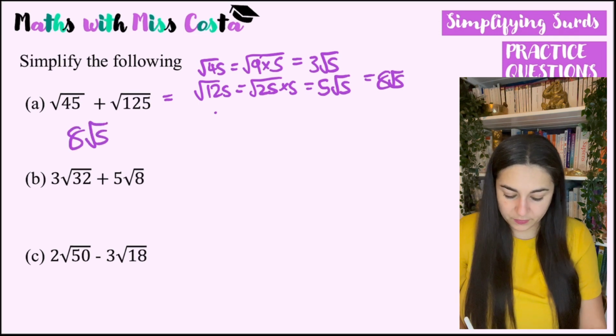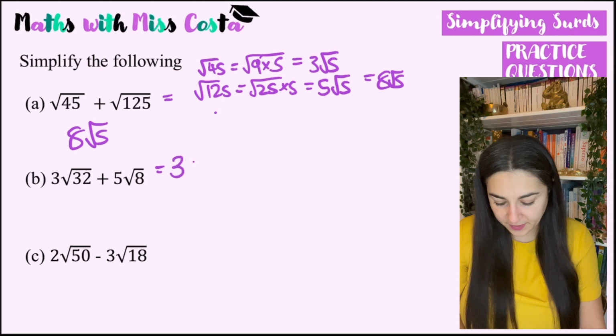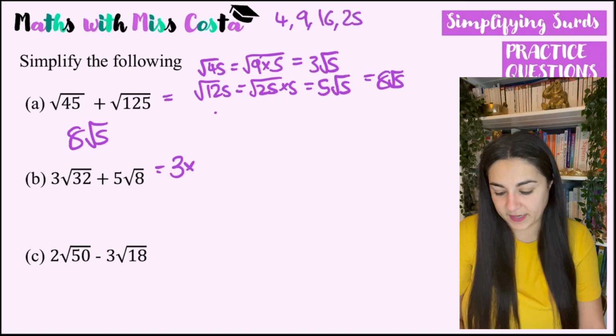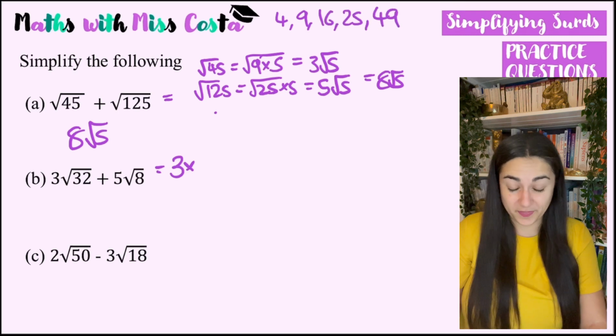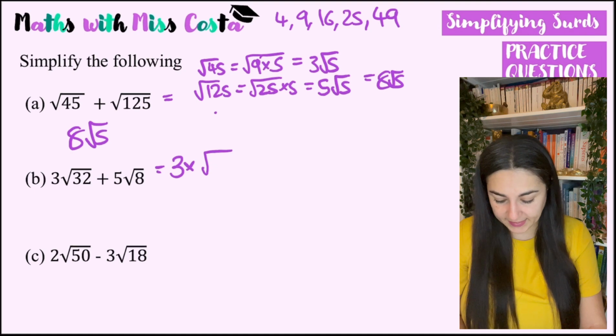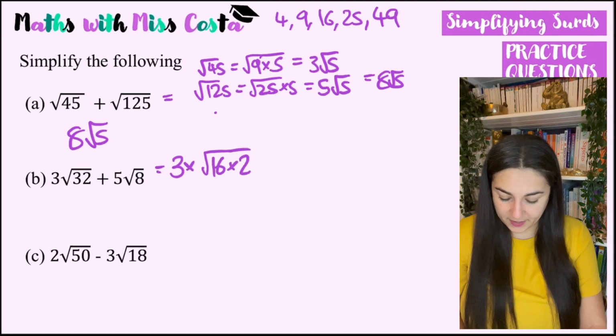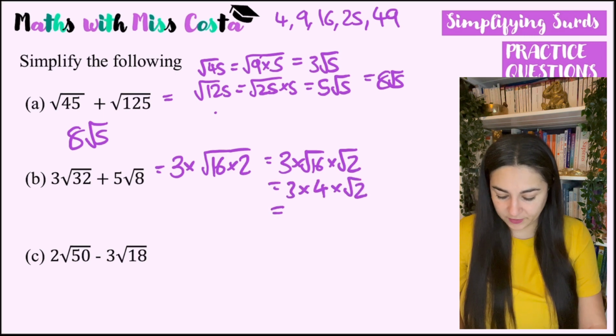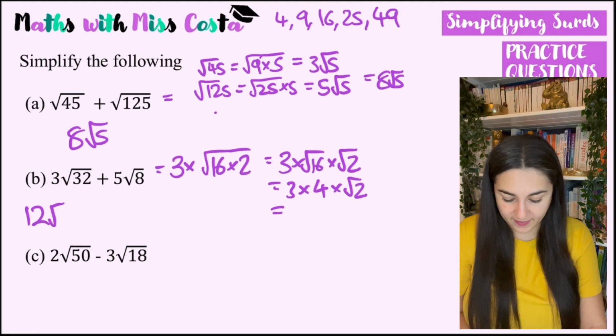Then we've got 3 root 32. So let's split up 32. Remember the square numbers are 4, 9, 16, 25, 49. We're trying to look for one that fits in here. So 16 would fit in there. So that would be root 16 times 2. Split that up further, that would be 3 times root 16 times root 2, which would be 3 times 4 times root 2, which is 12 root 2. So let's write that there, 12 root 2.